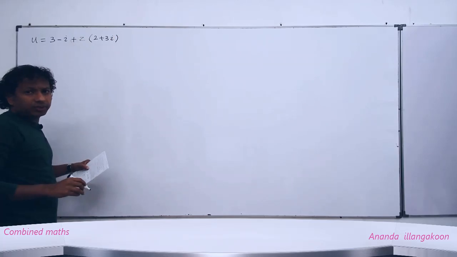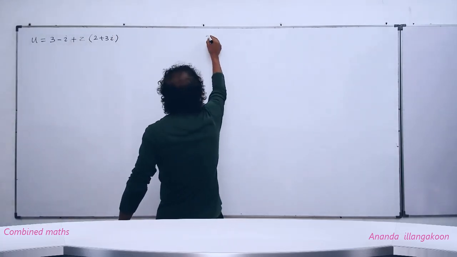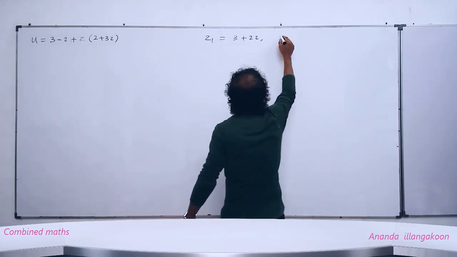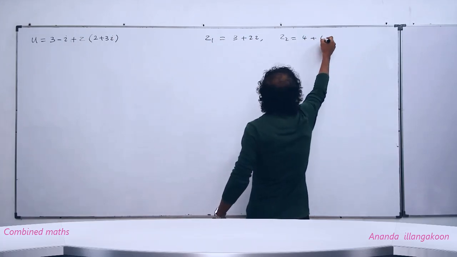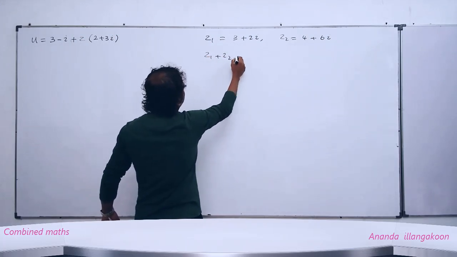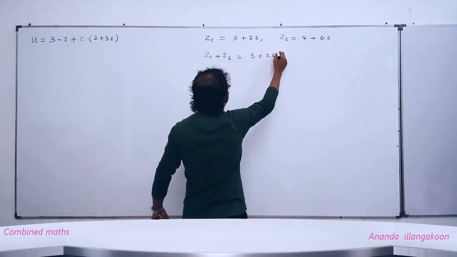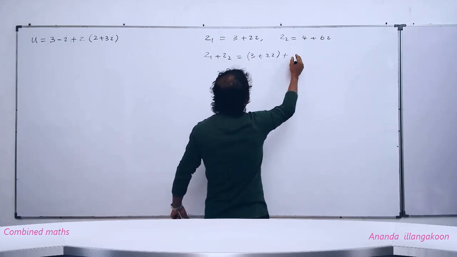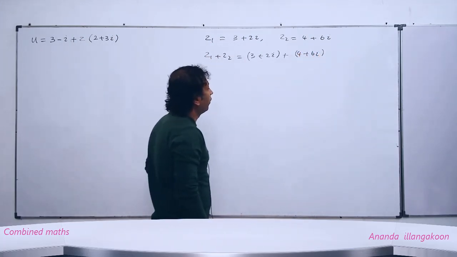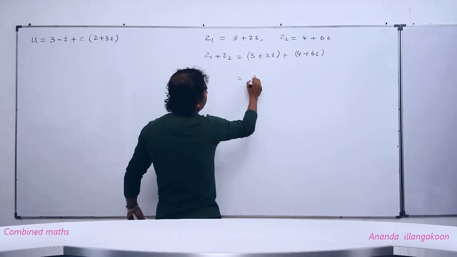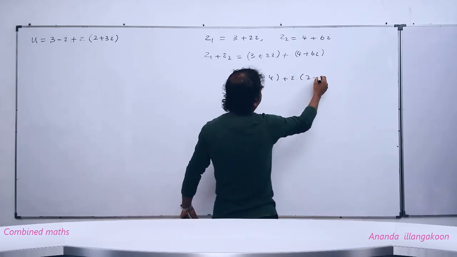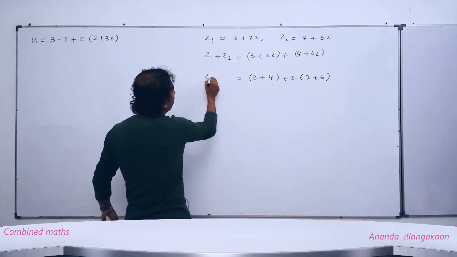Right. Now people, suppose we have two complex numbers, Z1 is 3 plus 2I and Z2 is 4 plus 6I. Now suppose we add Z1 and Z2, then what do you get? 3 plus 2I plus 4 plus 6I. This way, no? Then I can write the 3 and 4 real parts together, I times the 2 and 6 imaginary parts together, that is Z1 plus Z2.